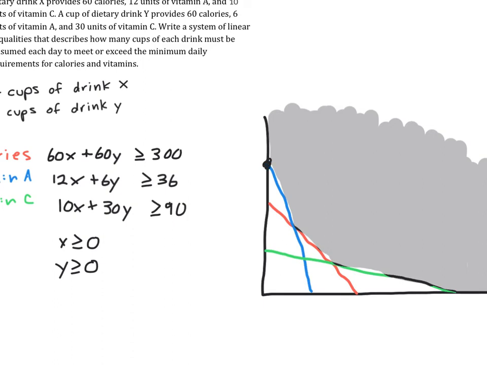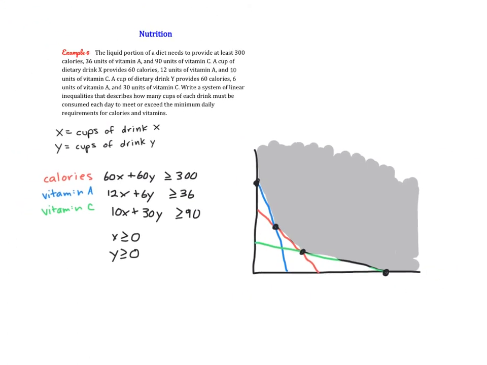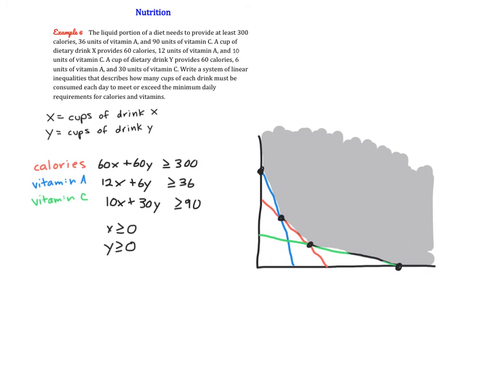So here's one of our coordinates. Here's one of our coordinates. Here's one of our coordinates. And here's one of our coordinates. So we're going to actually be solving different systems of two equations, or maybe even just finding what would be a y-intercept or an x-intercept. So let's start with this one.